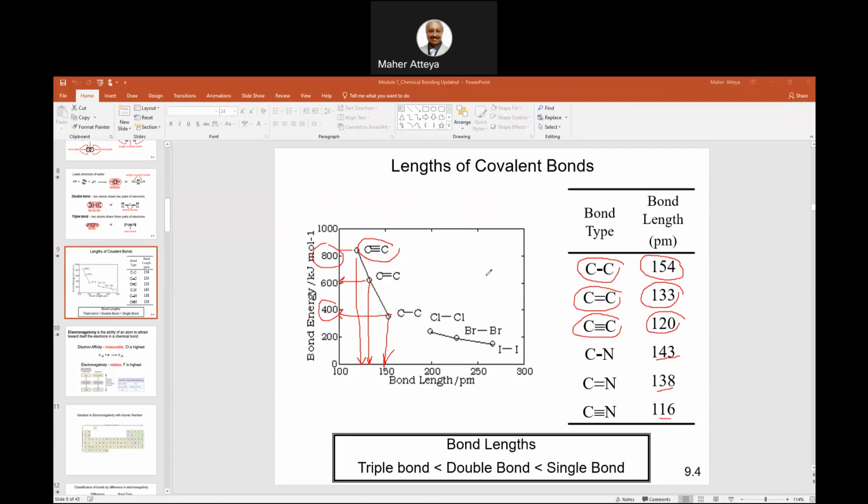And here is just the conclusion. That's the length. The longer the bond is, like a single bond, the less energy you need. The shorter the bond is, the more energy you need to break this bond. So this is just concept-wise.